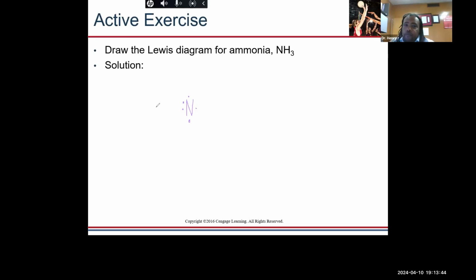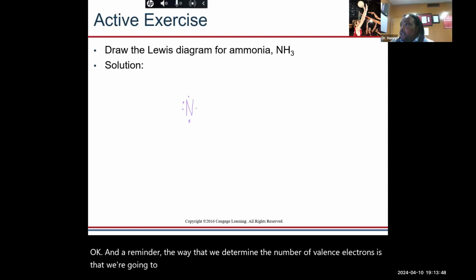And a reminder, the way that we determine the number of valence electrons is that we're going to take a periodic table.